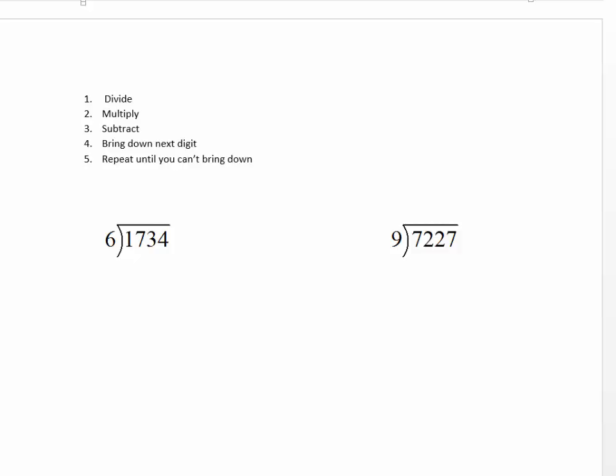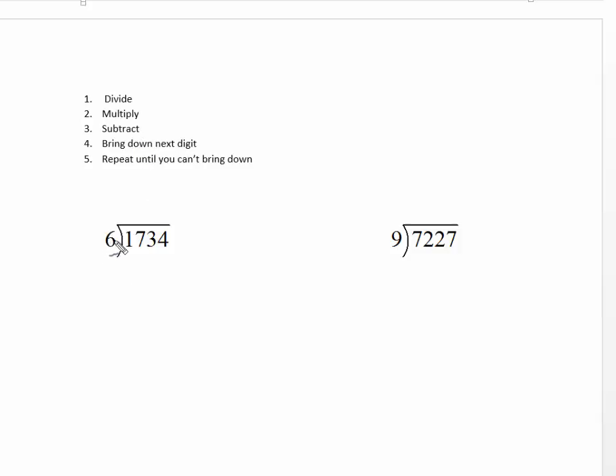In this video, we're going to do long division. And the long division steps are the same no matter what our divisor is here on the outside. These are the same steps we're going to go through each time. We're going to divide, then multiply, subtract, and bring down the next digit. So let's look at this first one.